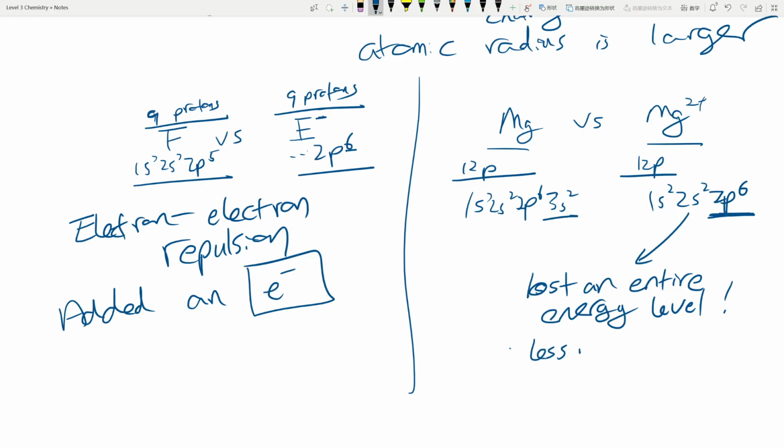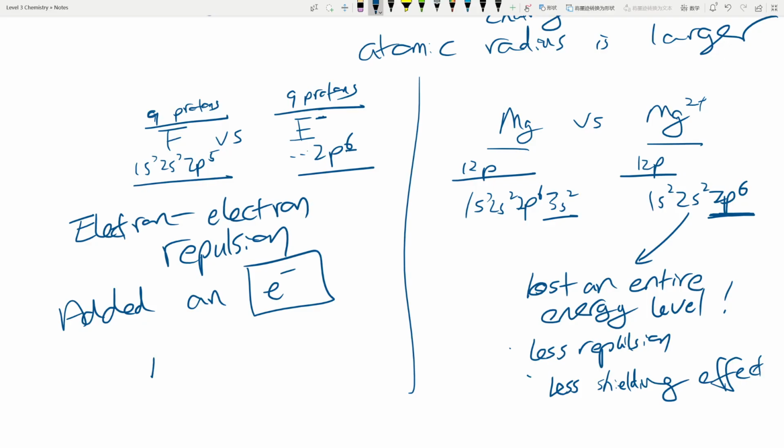So there's less repulsion between the electrons, and there's also less shielding effect. What am I talking about? There's less shielding effect, so there's more force of attraction on the Mg2+'s valence electrons. If there's less shielding effect, obviously the new valence electrons would experience more force of attraction. As a result, they'll be pulled in closer, and Mg2+ is smaller.